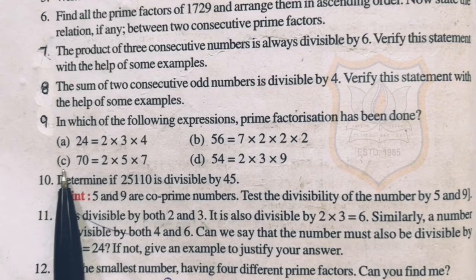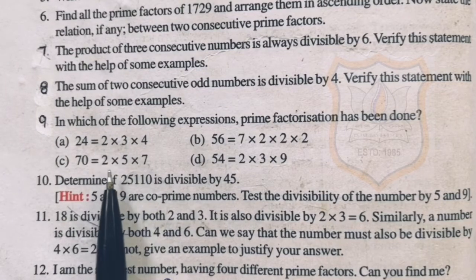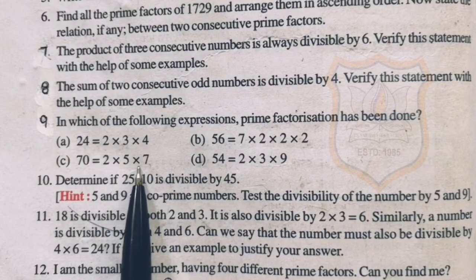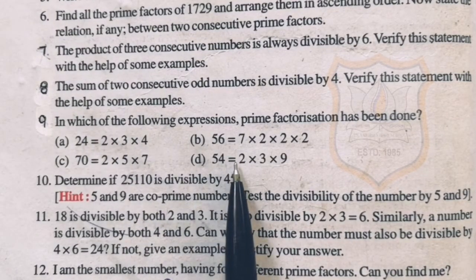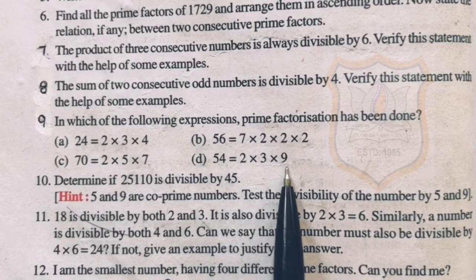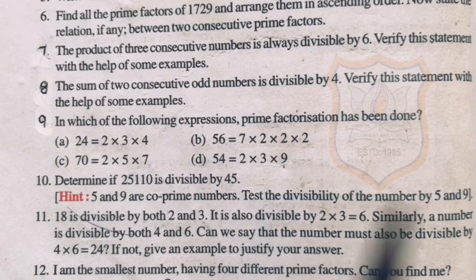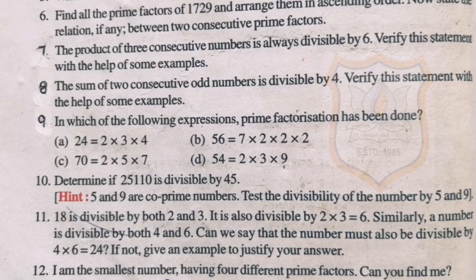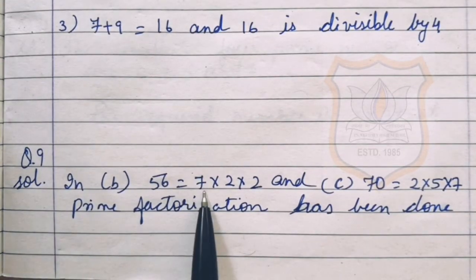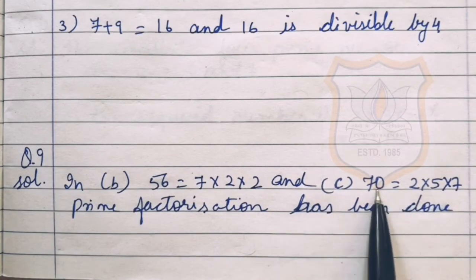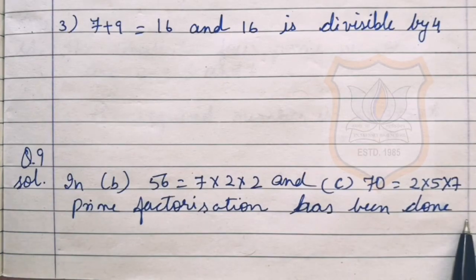C part of question 9, here also you can see that the factors are 2 into 5 into 7, and all these factors are prime factors. So here also prime factorization has been done. And D part of question 9, the factors here are 2 into 3 into 9, and 9 is not a prime factor. So we can say that in this expression prime factorization has not been done. So the solution for question number 9 is B, that is 56 equals 7 into 2 into 2 into 2, and C, 70 equals 2 into 5 into 7, where prime factorization has been done.